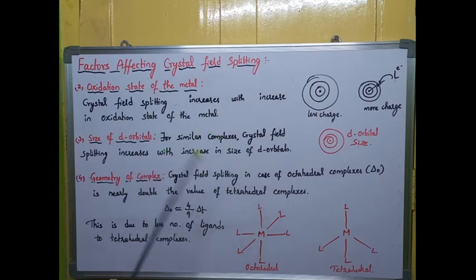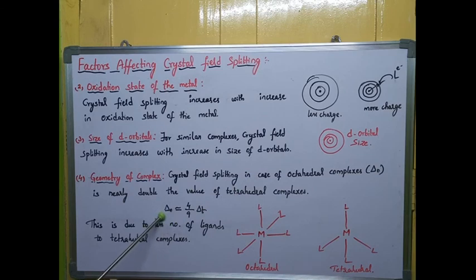Next coming to geometry. Geometry of the complex is nothing but the shape of the complex. Already we have discussed different types of complexes: octahedral, tetrahedral, square planar complexes. In case of octahedral complex, 6 ligands will be present. In case of tetrahedral complex, 4 ligands will be present. That means coordination number in octahedral complex is 6, and coordination number in tetrahedral complex is 4. That means crystal field splitting in case of octahedral complex is more when compared to tetrahedral complex. By seeing this relation, we can understand.